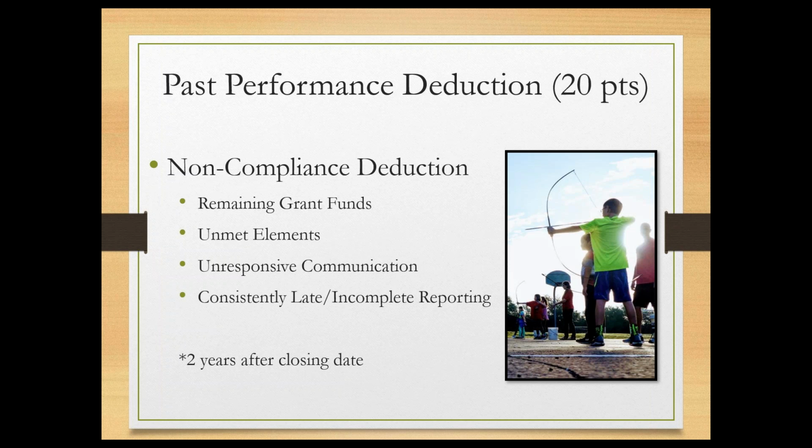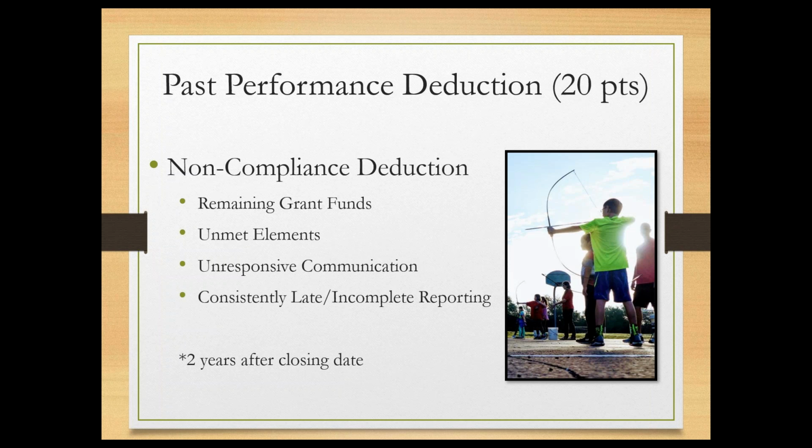In this new scoring criteria, we wanted to change it so that we have measures in place to emphasize the importance of being realistic and following through with what you had proposed. We want to make sure that you're actually doing what you said you were going to do in your application. And so we do have a few deductions if you've had a grant that was open in the last 2 years. So if you had any remaining grant funds, there is a certain calculation for deduction there.